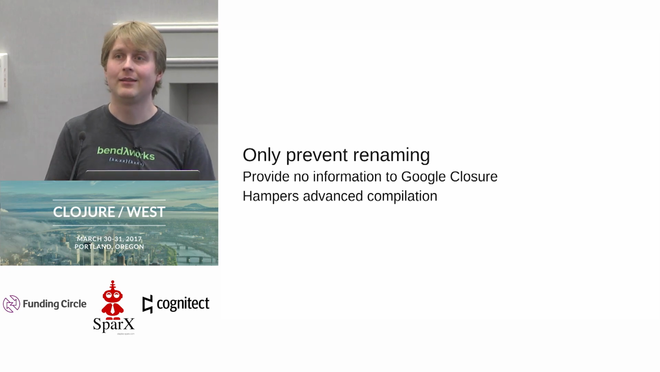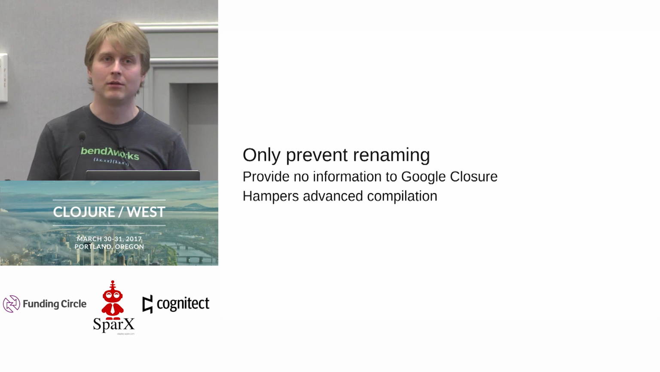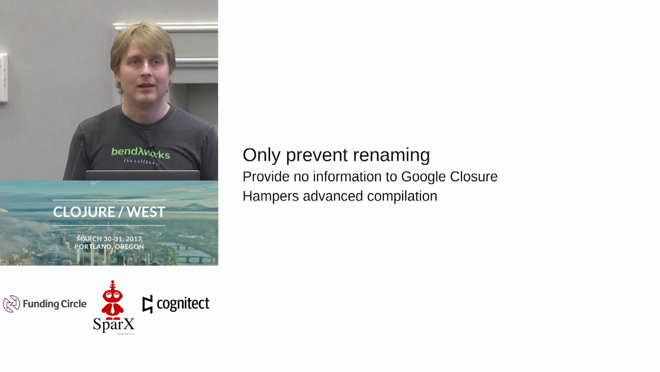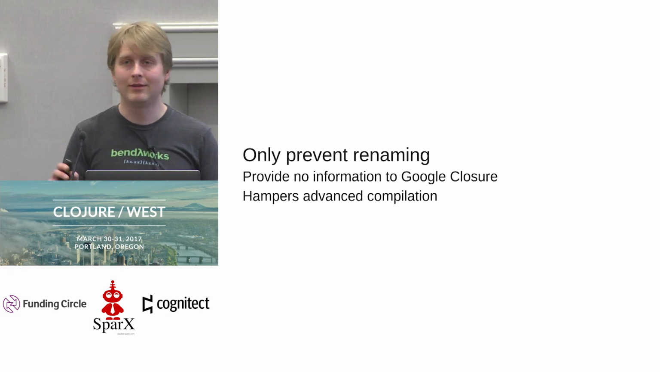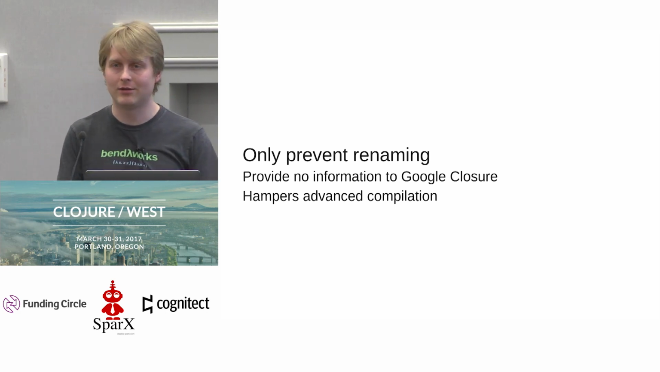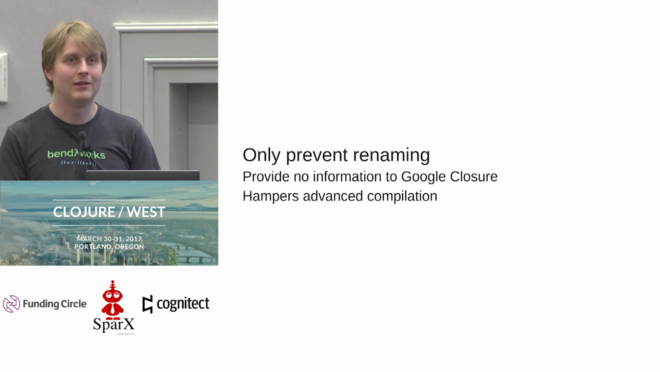But keep in mind that these only prevent renaming. They provide absolutely no information to Google Closure at all, so this really hampers the use of advanced compilation. Basically, you're saying, just ignore these portions of my ClojureScript code, and so Google Closure really can't do any of the optimizations that make ClojureScript really nice to use at all.